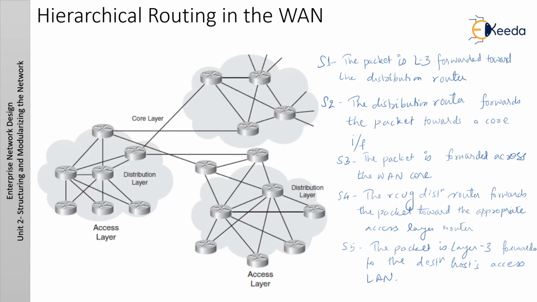And finally, we are going to implement hierarchical routing in the WAN. Initially we start with the packet being layer 3 forwarded towards the distribution router. The distribution router forwards the packet towards the core interface. The packet is forwarded across the WAN core, and the receiving distribution router forwards the packet towards the appropriate access layer router, and the packet is layer 3 forwarded to the destination host access layer LAN. This process runs iteratively, and finally the hierarchical routing in the WAN can be implemented.